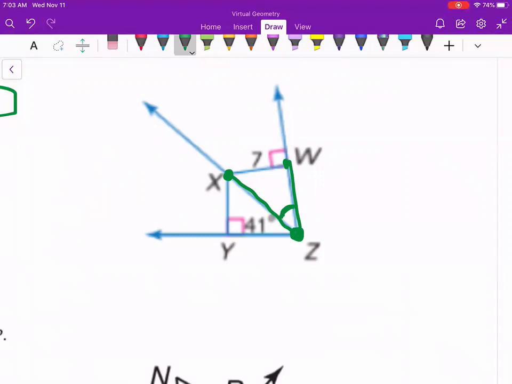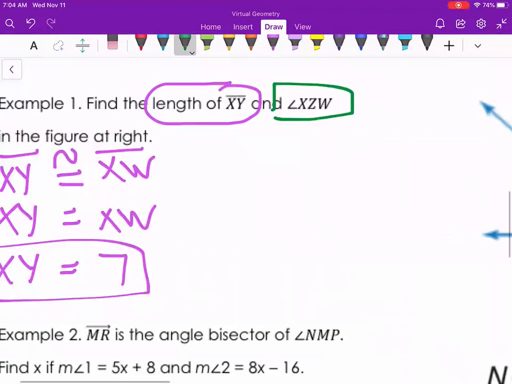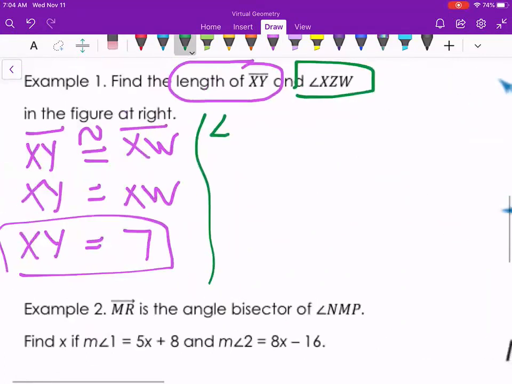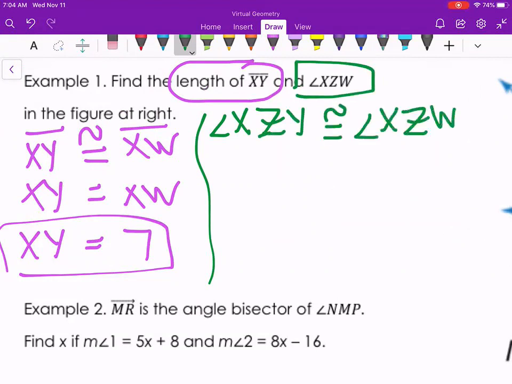So again, if XZ is an angle bisector, then either side of that angle bisector can be congruent. Just like finding XY, if I know one side of the angle bisector is making 41 degrees, so is the other. So then we're looking at angle XZY is congruent to angle XZW. So that means their measures have to be equal.